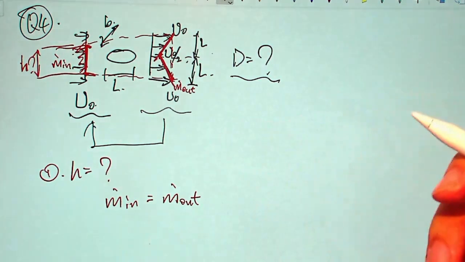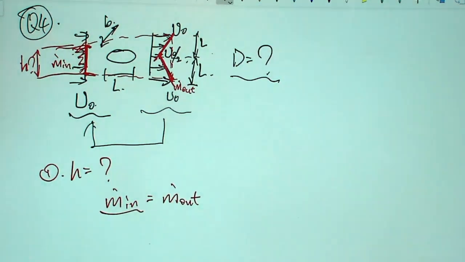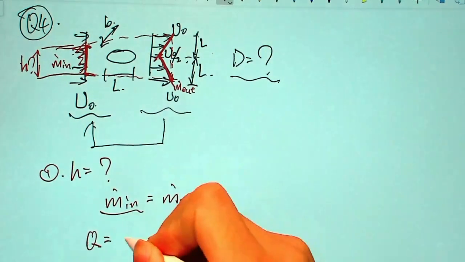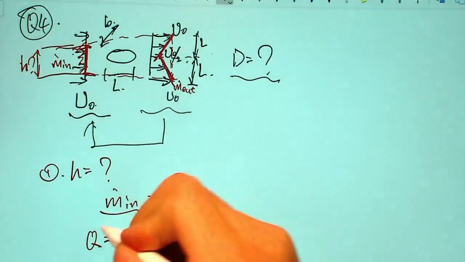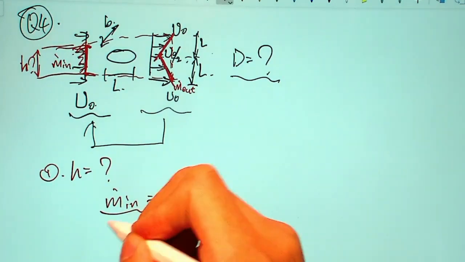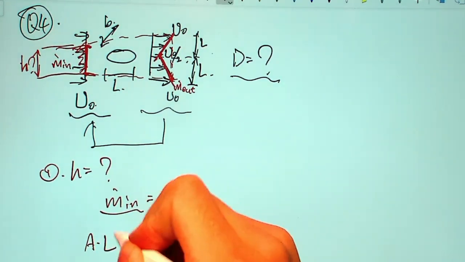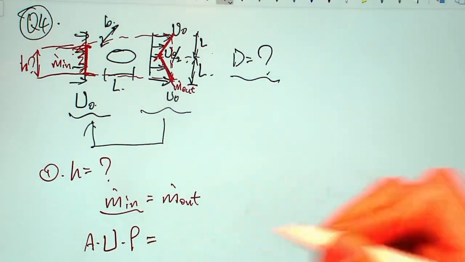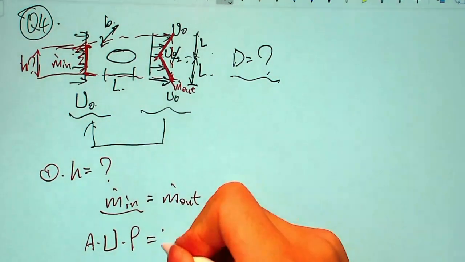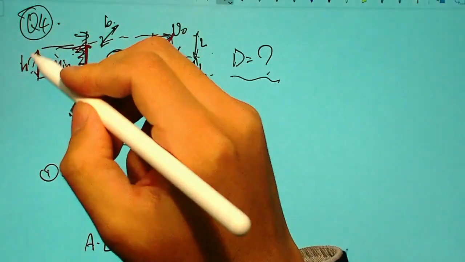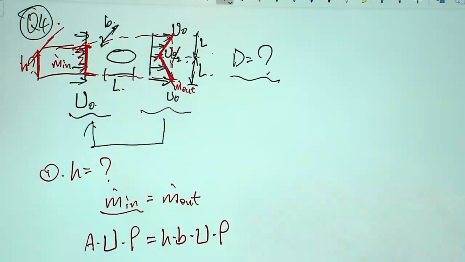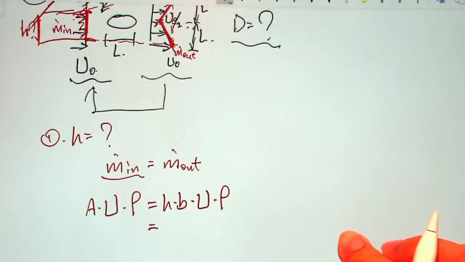For mass in, it's very direct. We have Q equals area times velocity times density, and the area is H times B, the height H and the width B. So H times B times velocity times density should be the same as the mass flow rate outside.